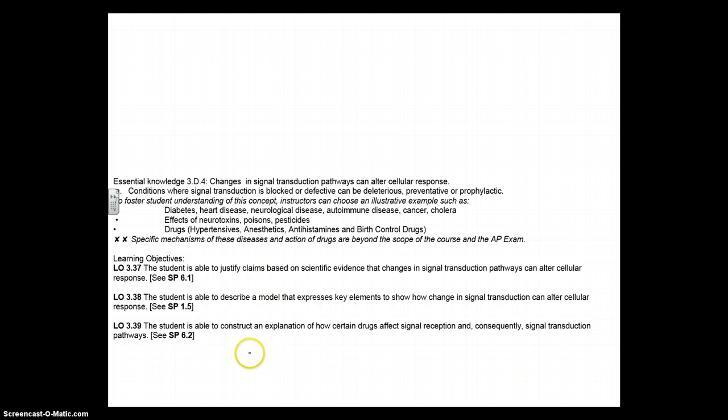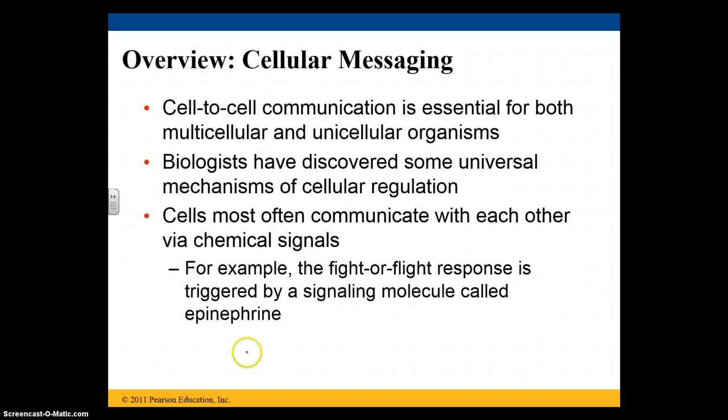As you can see, this is a relatively important chapter because there are a lot of pieces associated with it. So basically, if you're a multicellular organism, it's really important that your cells be able to communicate with one another. Biologists have discovered some mechanisms of cellular regulation that are the same between different species and different organisms. Most often, cells are going to communicate with each other using chemical signals, like, for example, hormones, like the fight or flight response.